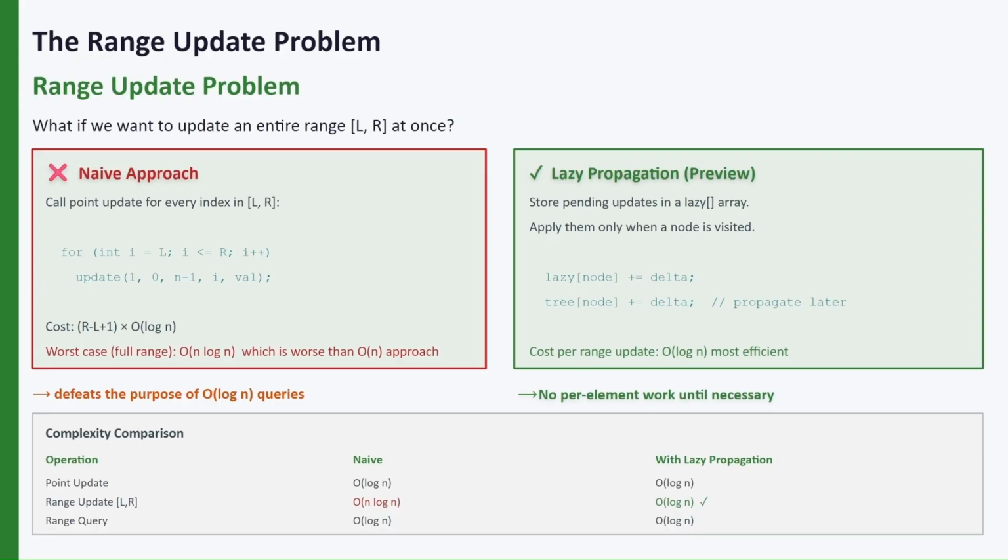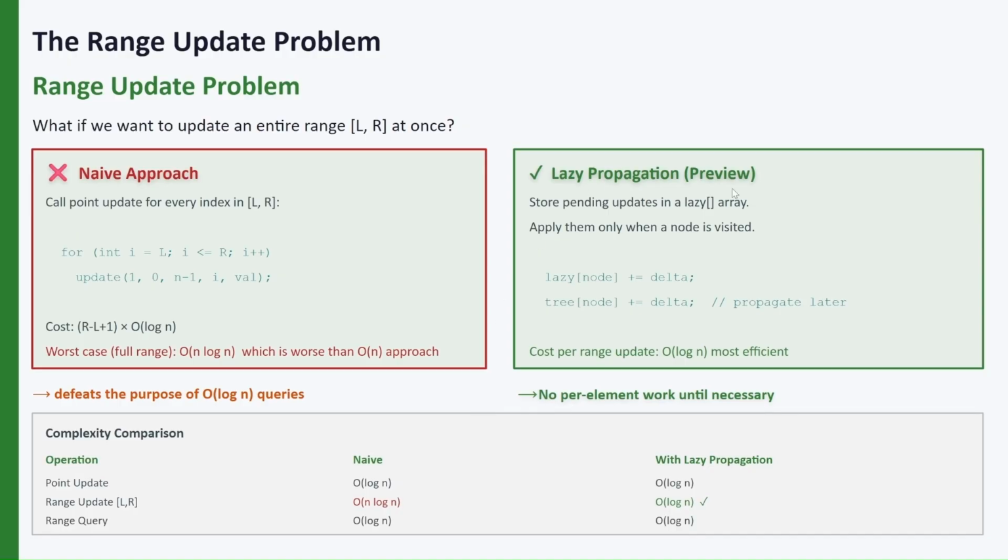Now we face a challenge if we want to update every element within a range. If we try to add 3 to all values between index 2 and 5, the naive approach would be just to call point update for each index in the range. But if we follow that approach and the range has n elements, that's n times order of log n, or order of n log n total. For large input, that completely defeats the purpose of having a segment tree in the first place. We need something more efficient.